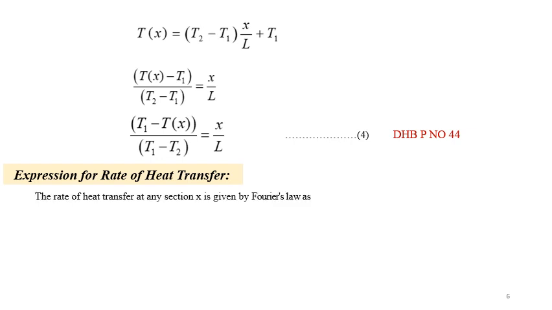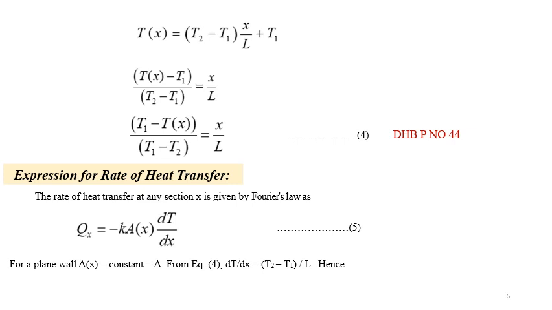We know that from Fourier's law, the heat transfer equation is given by Fourier's law, and the rate of heat transfer at any section x is given by q of x is equal to minus K A of x into dt by dx. What do you mean by A of x? It is the area normal to the x direction, normal to the direction of heat flow. Or you can simply say minus K A dt by dx. Call this equation number 5.